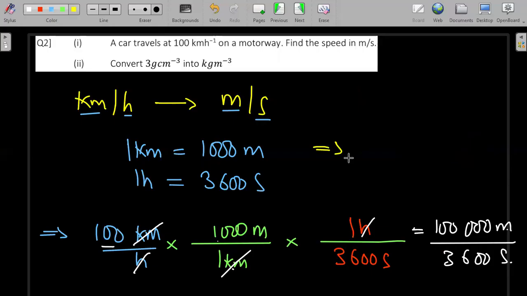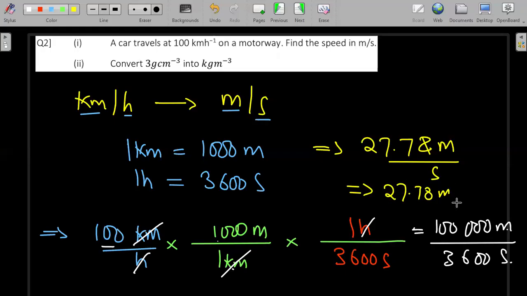100,000 divided by 3600. I'm going to get 27.78 meters divided by seconds, which is the same as 27.78 meters per second. So that 100 kilometers per hour is the same as 27.78 meters per second. So we have converted it. Okay, let's go to the other one.